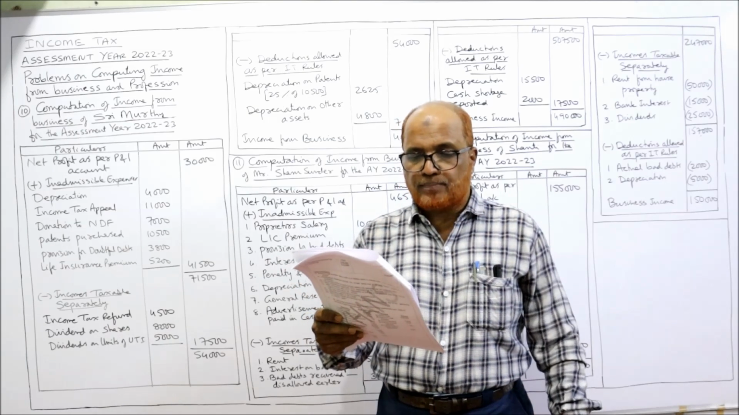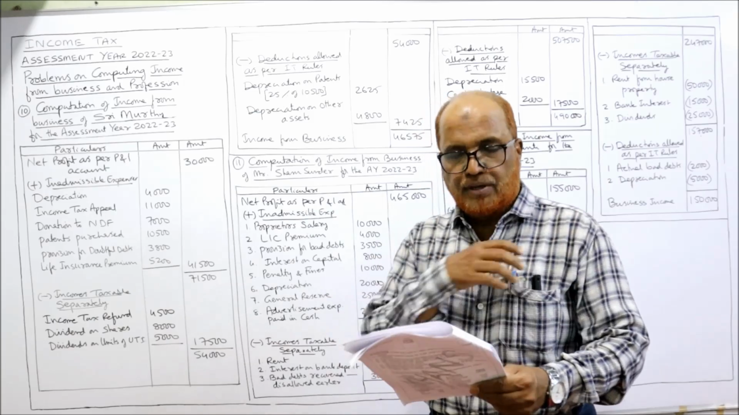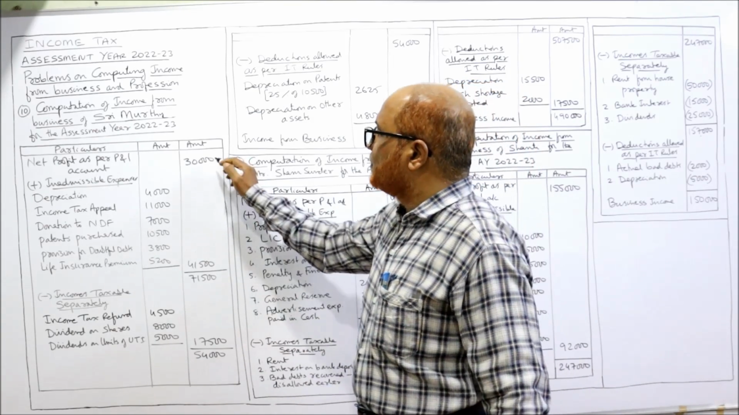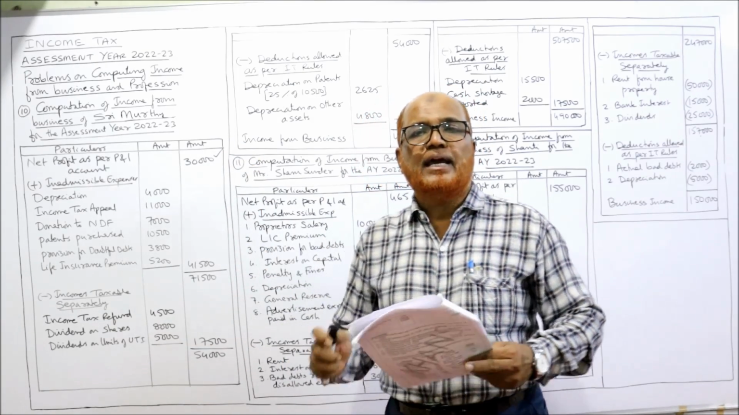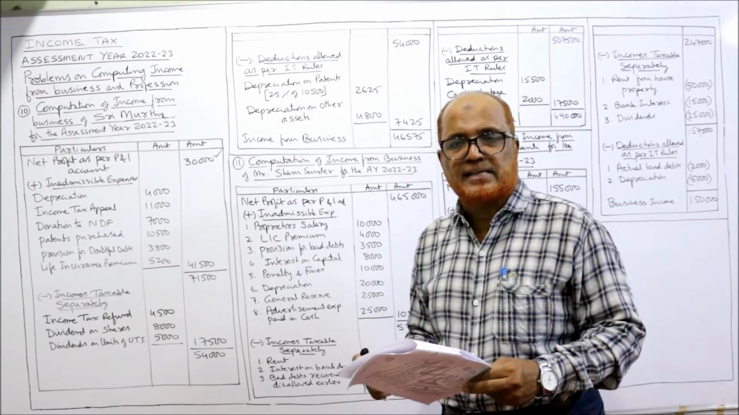Now net profit. How much is the net profit given as per P&L account? 30,000. So we'll begin with net profit as per profit and loss account 30,000. Now debit side, you see which are the items which are inadmissible. Inadmissible means disallowed by Income Tax Act.